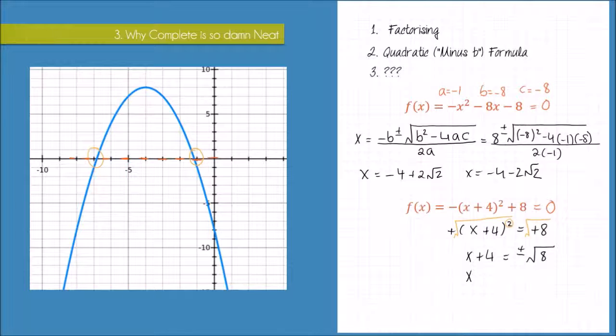Finally, our last step is just to bring the 4 to the other side to solve for x. So x is equal to minus 4 plus or minus the square root of 8. And root 8 simplifies to 2 root 2. So minus 4 plus or minus 2 root 2. And that's the same answer that we got using the minus b formula. In fact, it's the completed square form that actually allows us to derive the quadratic formula itself. So I think that this method is easier if you already have the function in completed square form.